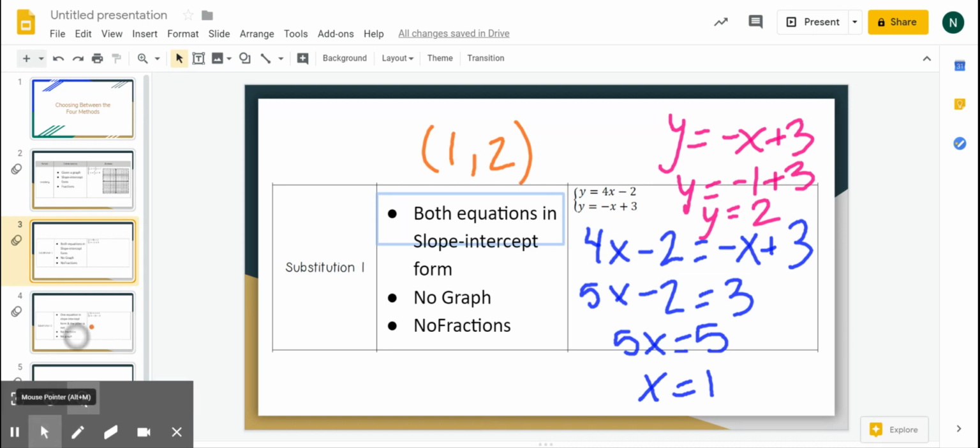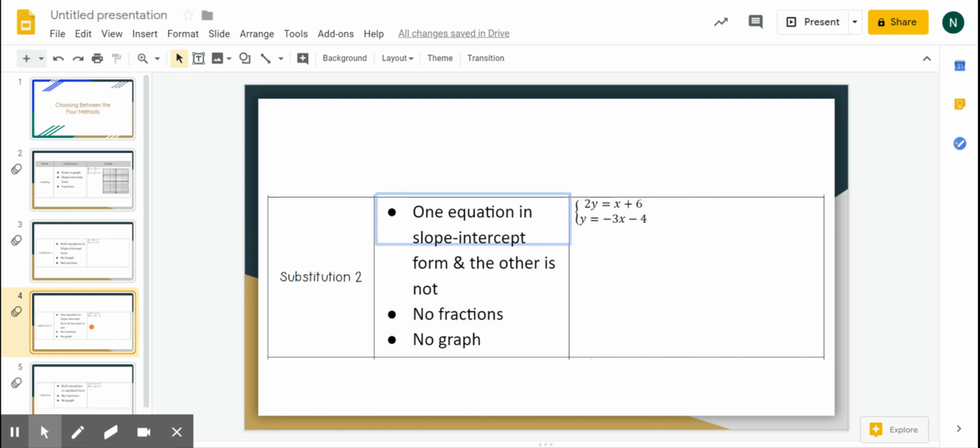Okay, next method we have is the second substitution. So now this one, we know what y equals. Y equals negative 3x minus 4. So we can literally plug in negative 3x minus 4 for y. So I have a 2 in front of my y, so I need to do 2 times y. Well, my y is going to be negative 3x minus 4, and then equals x plus 6. Okay, so that's one method.